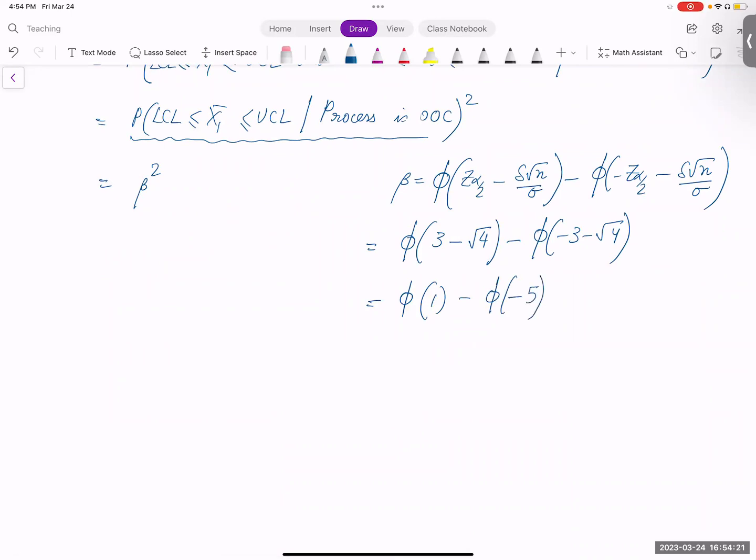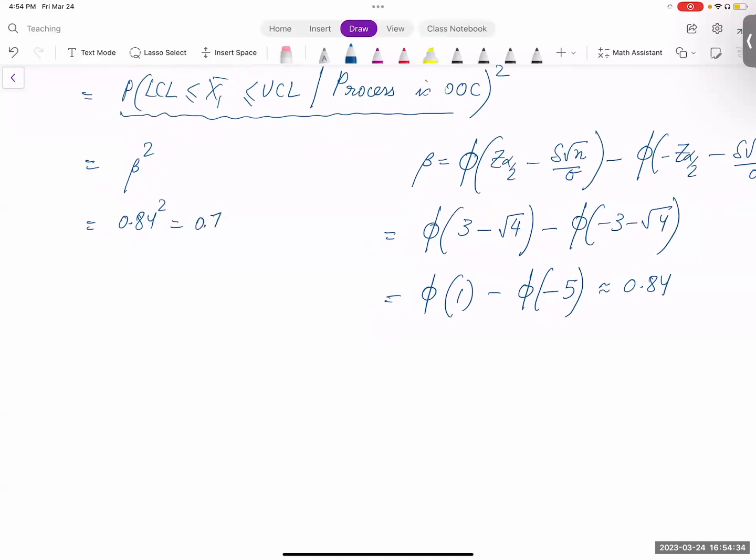If you compute this, you will get roughly 0.84. So you go back here, plug in 0.84 squared, and you get the answer, which is 0.7.